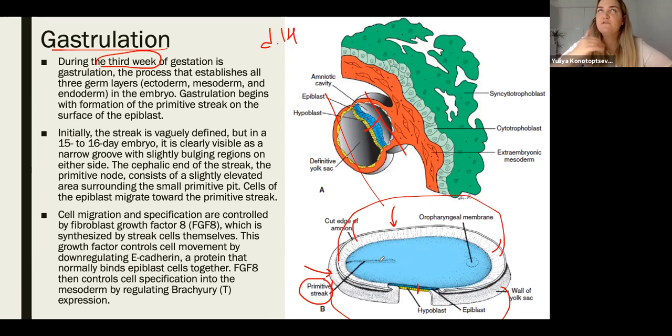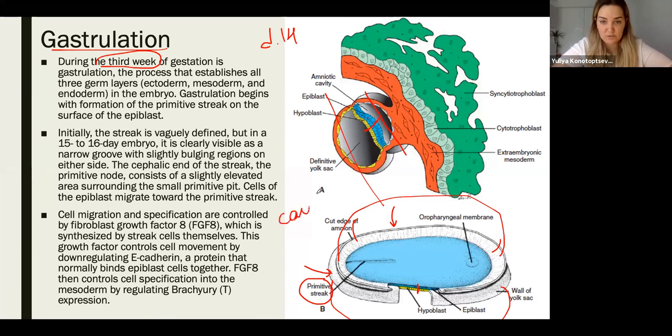On which floor cavity is it formed? At the floor of the amniotic or at the floor of the yolk sac? Amniotic, of course. So you can imagine, right? Amniotic is the top, yolk sac is the bottom. The primitive streak is formed at the floor of the amniotic cavity on the surface of the epiblast. The most important thing about the primitive streak is that it is formed at the caudal end of an embryo.